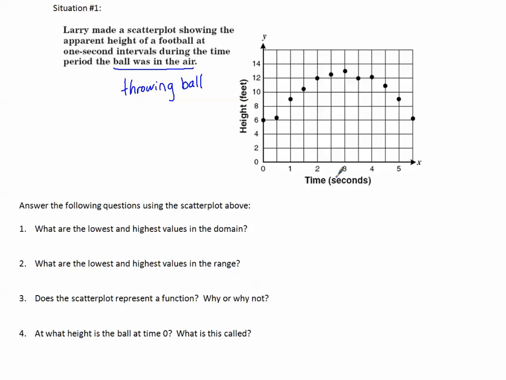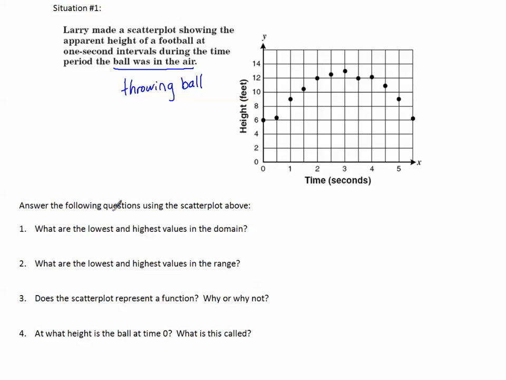Time in seconds is our independent variable, the x-axis. The height in feet of the ball is the dependent variable, the y-axis. The scatter plot means it's just points of data that are taken at each of these intervals. Notice that the ball starts up here at 6 feet. The ball does not start at the ground.